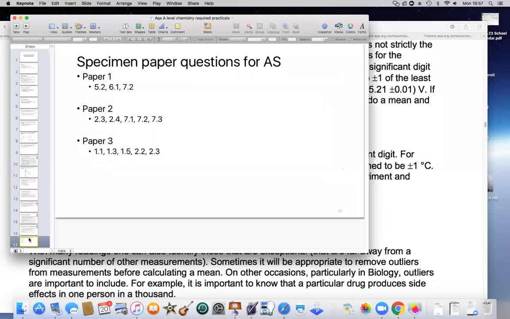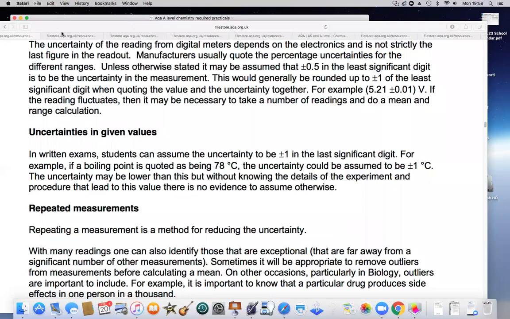Okay, so what we'll do now, we'll have a look at a few examples of questions. We'll maybe not do all of these, maybe just pick one or two of them for examples, and you can look at the rest at your own leisure. These are from the AS specimen paper. Paper 1, 2, and 3 has lots of examples of questions that look at this sort of thing. So we'll have a look at the first one.